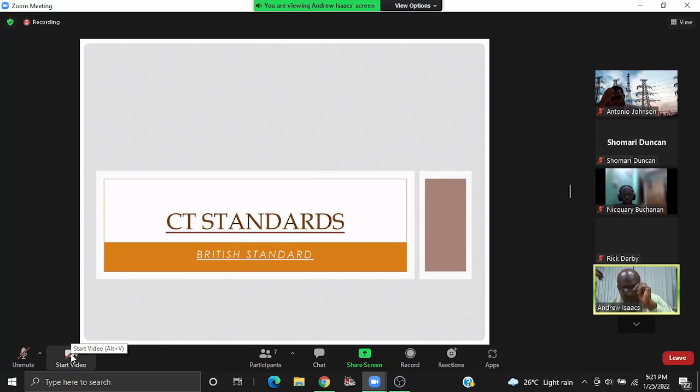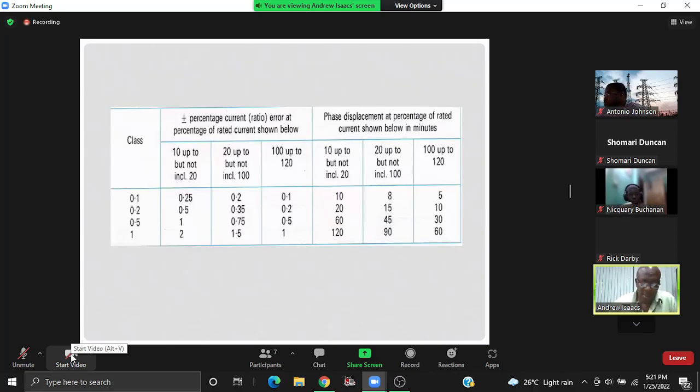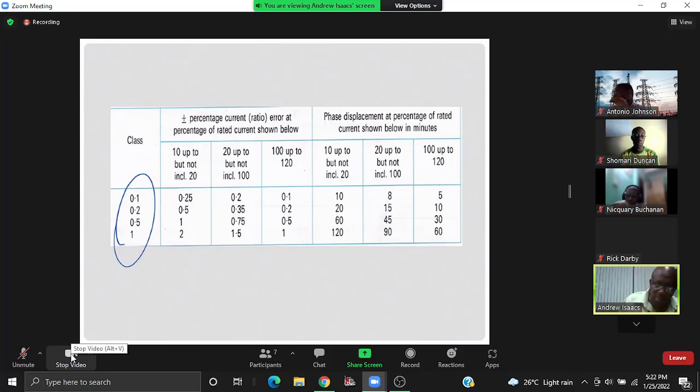All right? Okay, so for your British standards, a couple of things you need to know. For your measuring CTs, the information that you will get is as shown. So you first have what we refer to as the class. So we have class 0.1, 0.2, and of course, class 1. And then within the table, what we have is the percentage current error, which we mentioned earlier, the ratio error, at a percentage of rated current. Right? So these are the percentage of rated current. Yes? 10 up to 20% of rated current. These are now the current errors that you are going to see. You understand that?